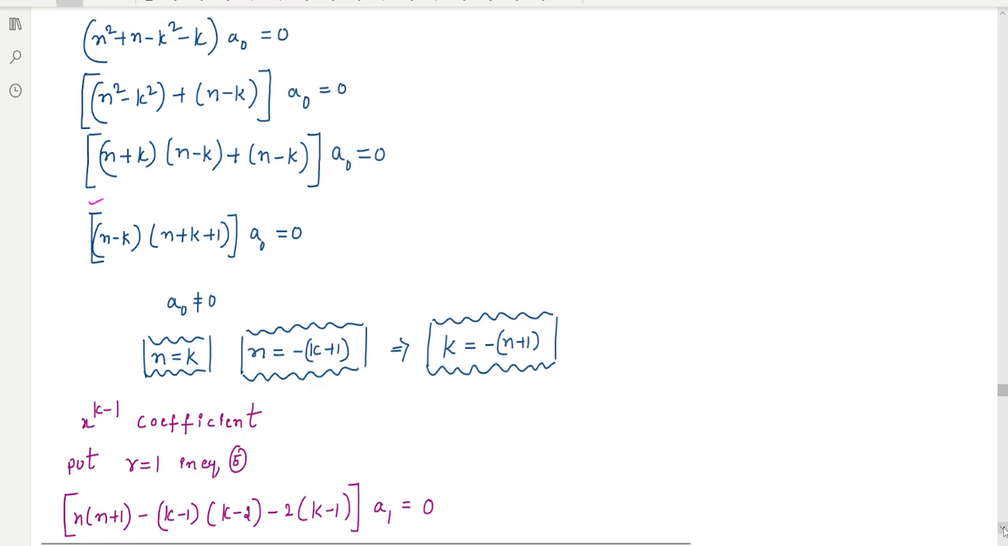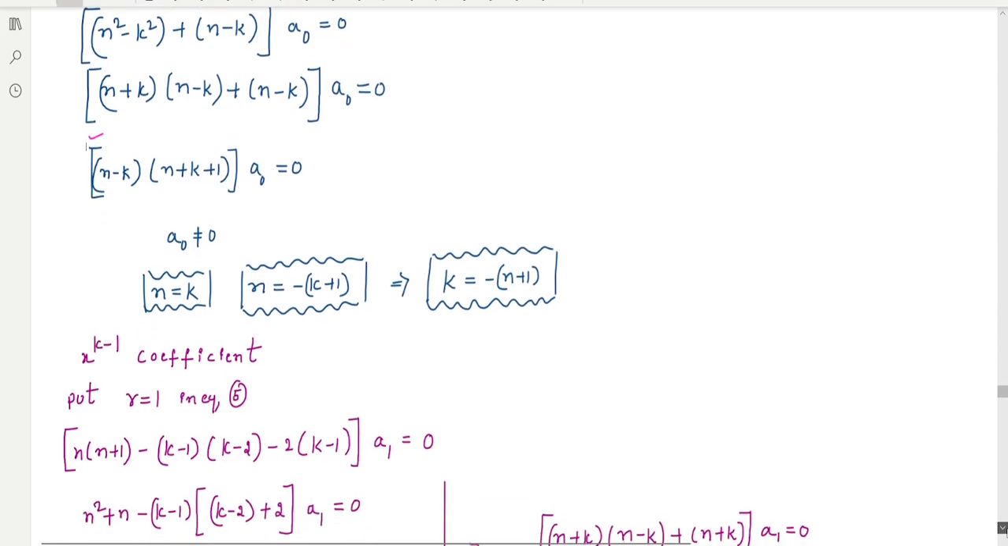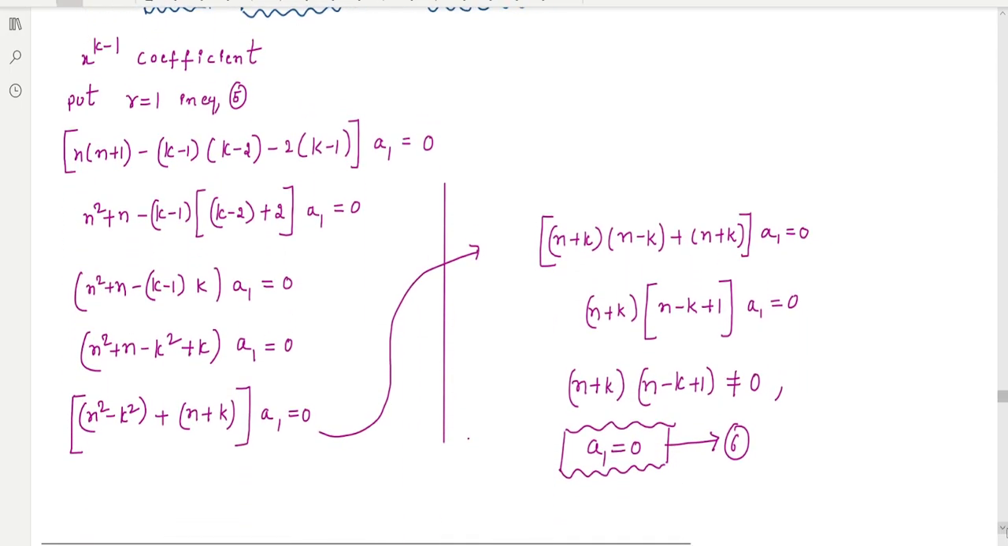As we discussed earlier, we need to find the x power k minus 1 coefficient. This is our next coefficient. So put r equal to 1 in equation number 5, and you will get this equation, the x power k minus 1 coefficient. If you carefully solve this equation by using these simple steps, then you will get this final equation.